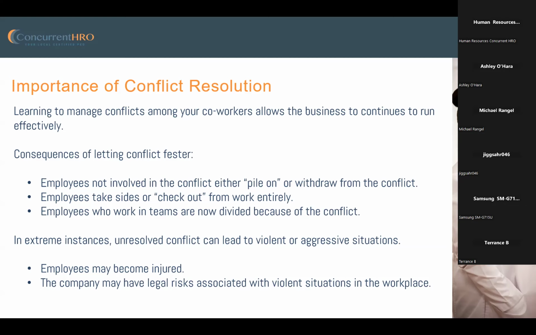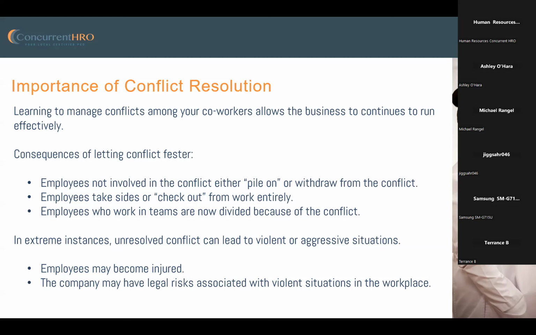Employees who are not even involved in an original conflict, maybe two people have an argument of how a project should be done. So a lot of times employees will either pile on because, oh, well, I think so-and-so is right in this conversation, or, hey, I think so-and-so has the better approach. Or employees can withdraw from it altogether of, hey, I don't want to be involved in this. I don't have a stake in this. That sort of thing is what you're really kind of going to end up with. Employees can also take sides or check out from work entirely.